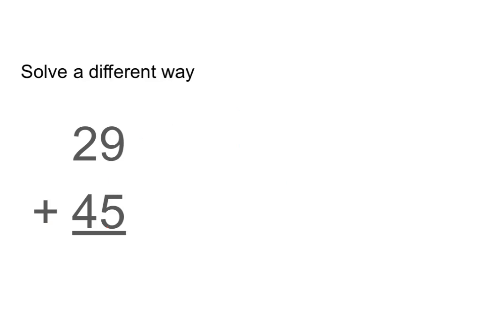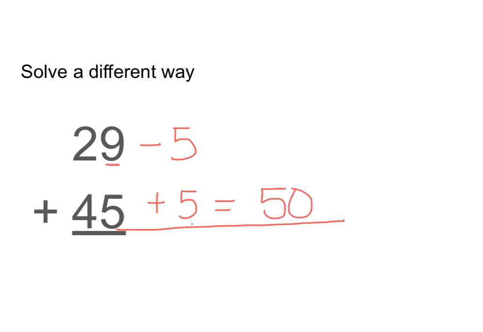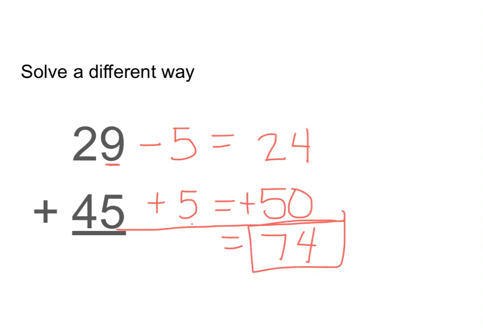Now, let's try it a different way. So last time I added 1 to get to 30, which is honestly the best way, but we could add 5 to 45. If I add 5 though, I have to subtract 5. So 45 plus 5 equals 50. 29 minus 5 equals 24. The answer is 74, which, if we look back on the page before, is the same. It's easier than adding and subtracting 5.